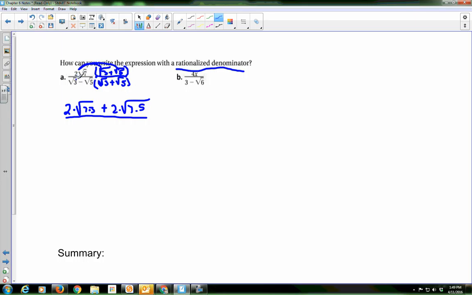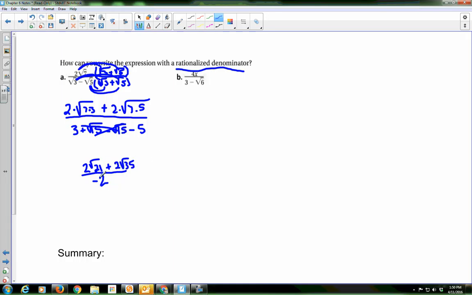Here, I have to FOIL out a little bit smarter. Root 3 times root 3 is 3. Root 3 times root 5 is positive root 15. Negative root 5 times root 3 is negative root 15. And negative root 5 times root 5 is negative 5. So now let's make this sing. Negative root 15 plus root 15 is 0. 3 plus negative 5 is negative 2. And I get 2 root 21 plus 2 root 35.